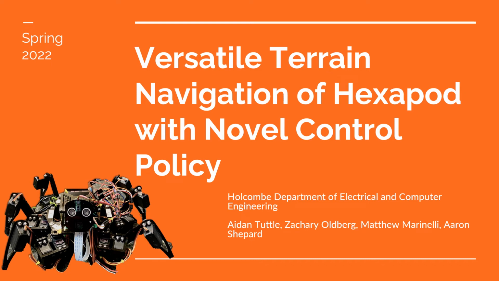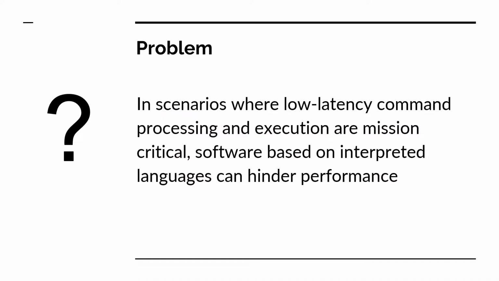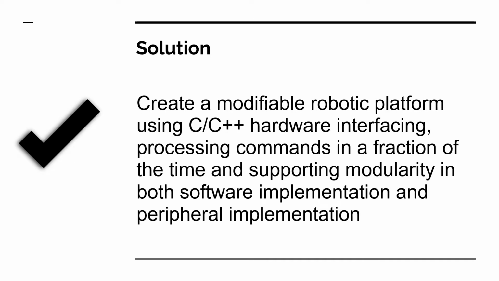Hello, and welcome to the Spring 2022 Clemson ECE Presentation for the Versatile Terrain Navigation of a Hexapod with a Novel Control Policy. In modern robotics, code and hardware interaction has been abstracted through the popular use of languages like Python. However, in scenarios where low latency command processing and execution are necessary, software based on these interpreted languages can hinder the performance. Our team's solution was to create a modifiable robotic platform with C and C++ low-level headers to interact with the hardware much more directly.